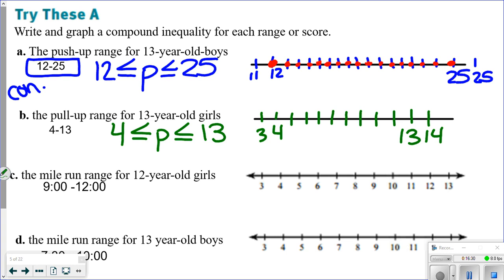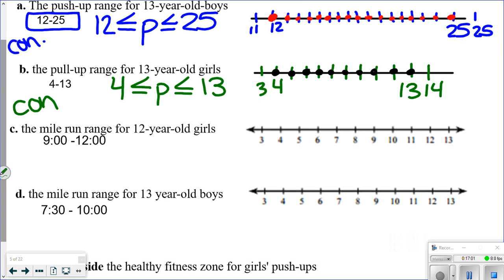So again, pause if you need to draw your number line. 4 could be an option, 5, 6, all the way up to 13. We count push-ups and pull-ups in whole numbers, so make sure you're using points, closed circles, and not shading. This again was considered a conjunction. We use the word and, or we write it as one big compound inequality.